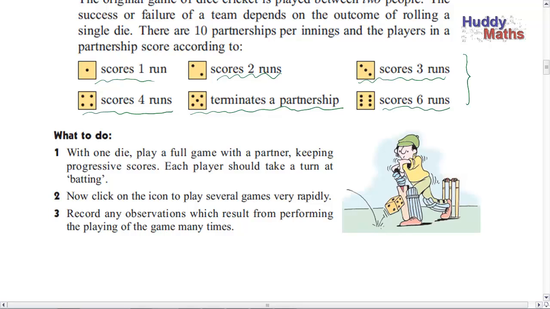Record any observations which result from playing the game many times. You want to talk to your teacher about that with other classmates and see what you think. But I want you to tell me right now what is fundamentally wrong with this simulation. Okay, pause it, think about it, have a chat, and now I'm going to tell you.